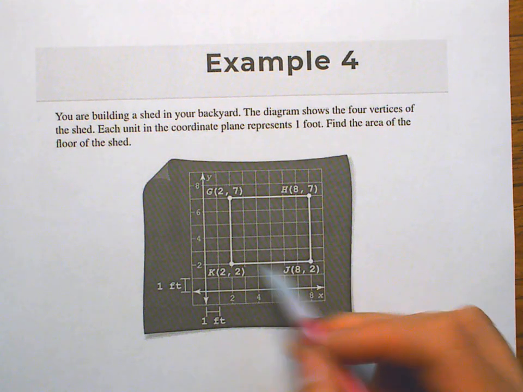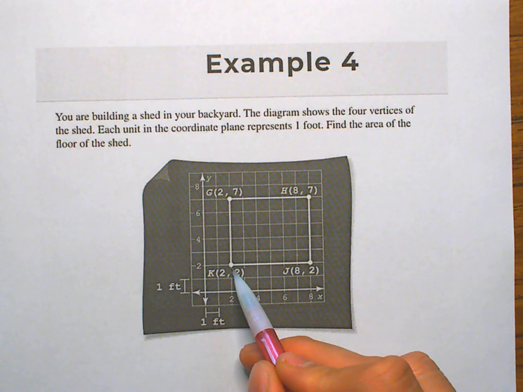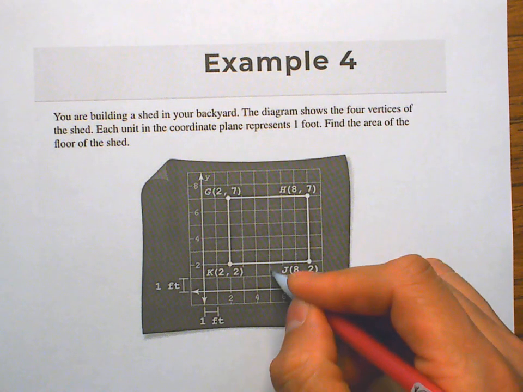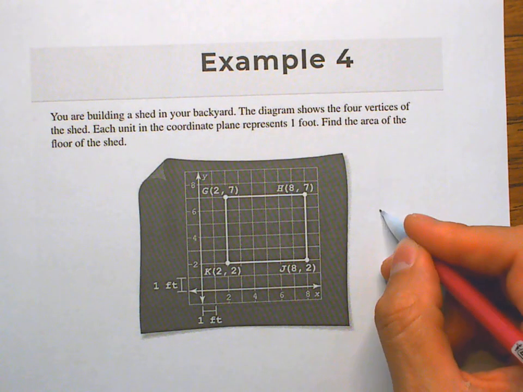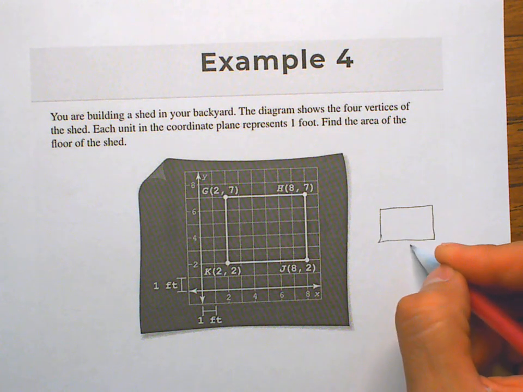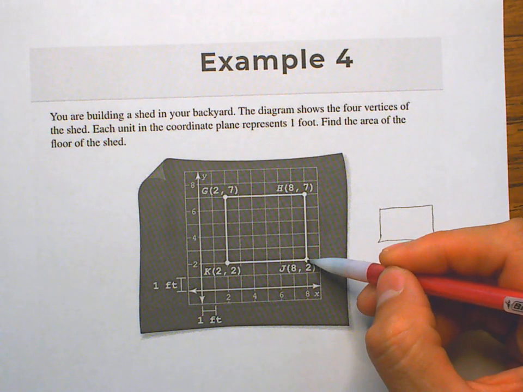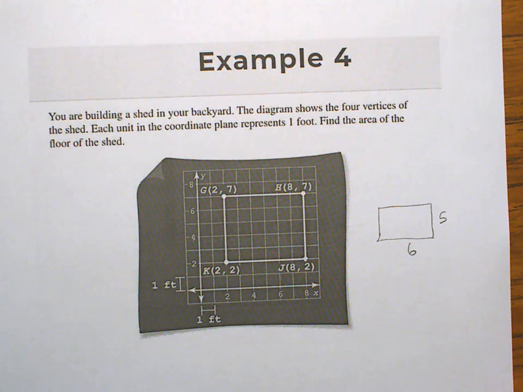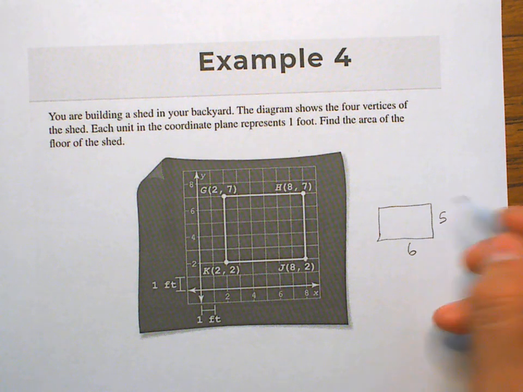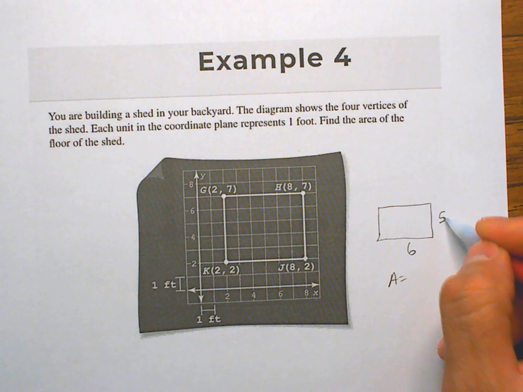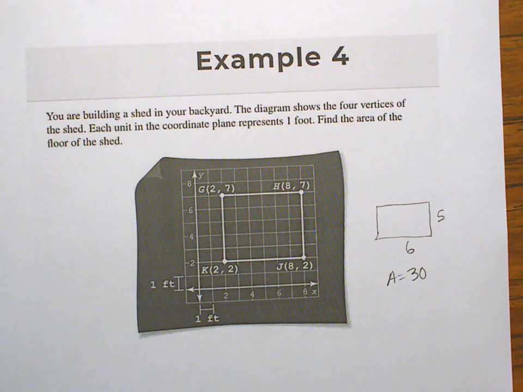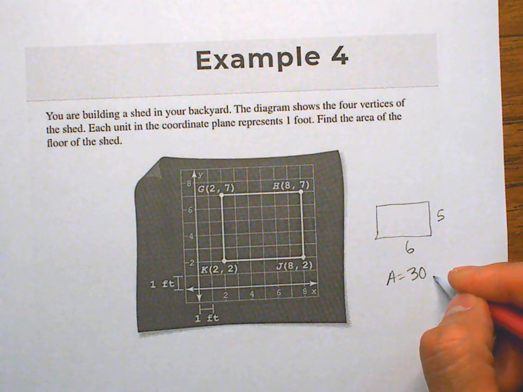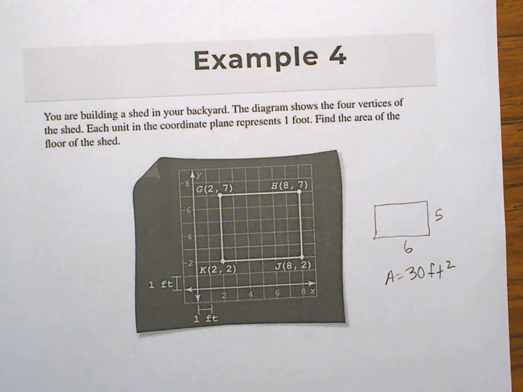So they want me to find the area of this. Now, in order to find the distance from here to here, I have to count 1, 2, 3, 4, 5, 6. So this length right here is going to be 6. I know it's kind of dark to see in there. So if you were to draw your little rectangle over here, that's going to be 6. That's going to be 1, 2, 3, 4, 5. That's going to be 5 units. So now what we need to do is actually find the area. The area is going to be 6 times 5, which is 30. So the area of this diagram right here, the floor, is going to be about 30 feet squared.